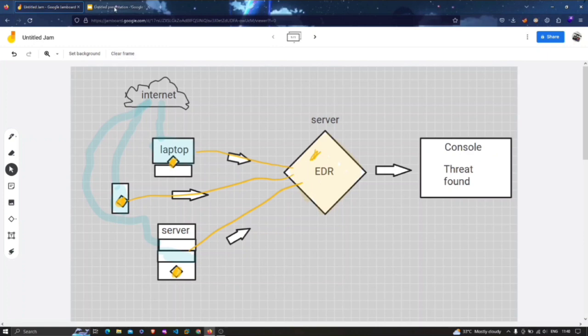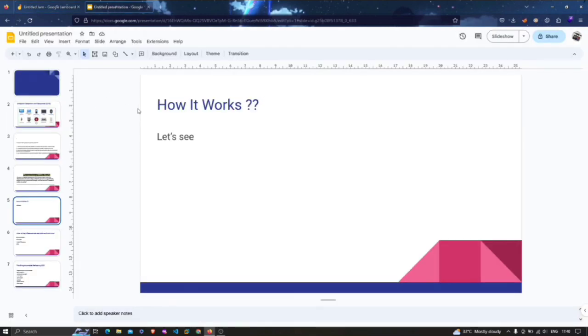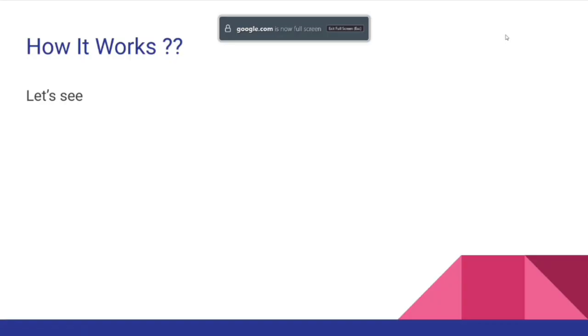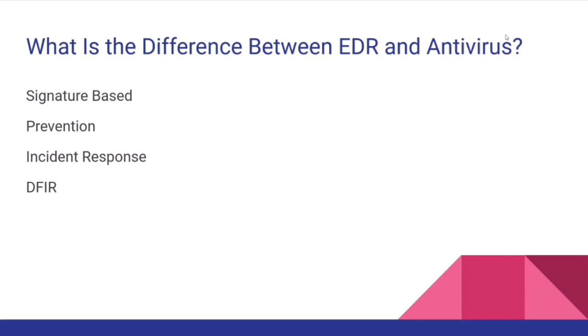So let's talk about another thing. You have talked about how it works, right? Now what is the difference between endpoint detection and an antivirus? So antivirus has signatures, right? They have some predefined viruses or malware signatures stored in their database. So if a similar type of attack happens in future, they will detect it. But let's suppose it's a zero-day attack.